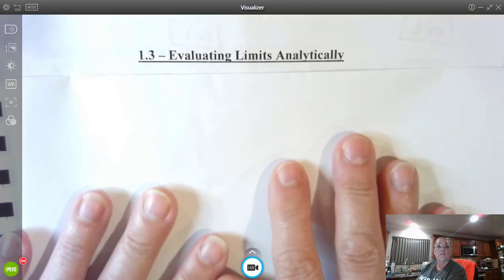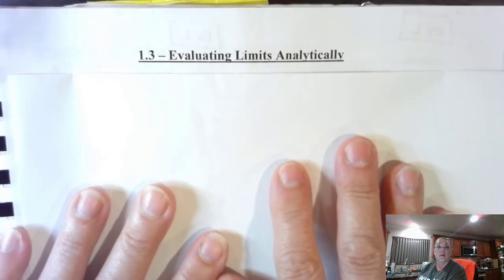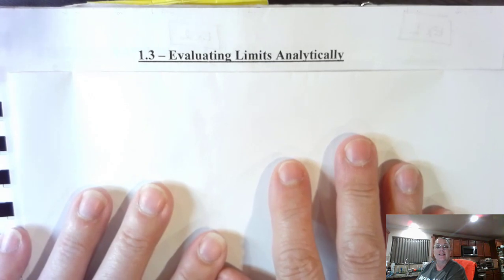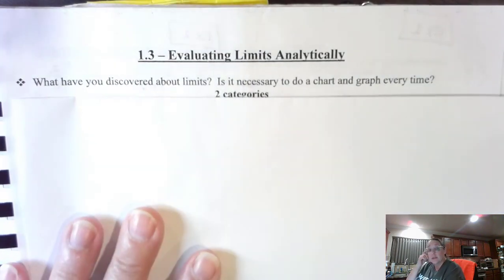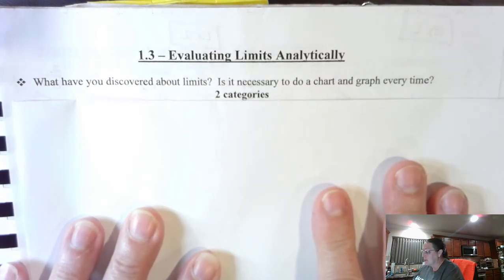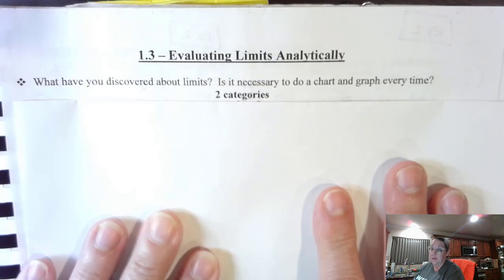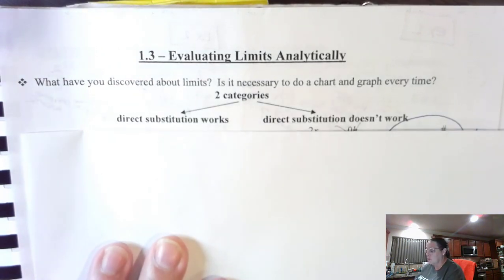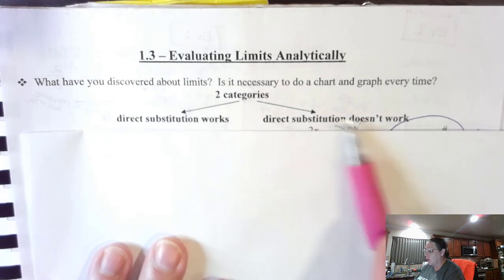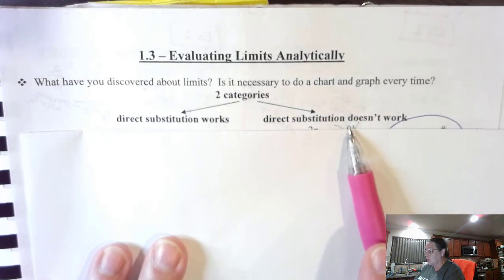Right, today we're talking about section 1.3, evaluating limits analytically. So, what have we discovered about limits? Is it necessary to do a chart and graph every time? We hope not, because that would be an awful lot of work. So there's two categories, one where direct substitution works and one where direct substitution doesn't work.